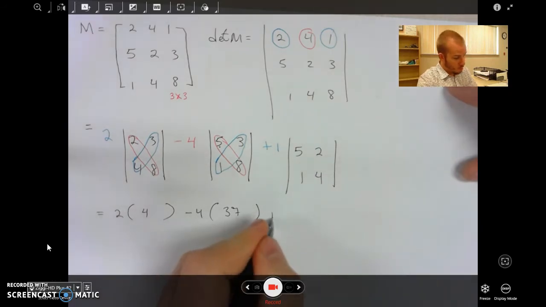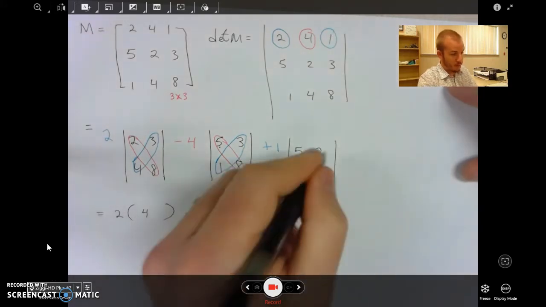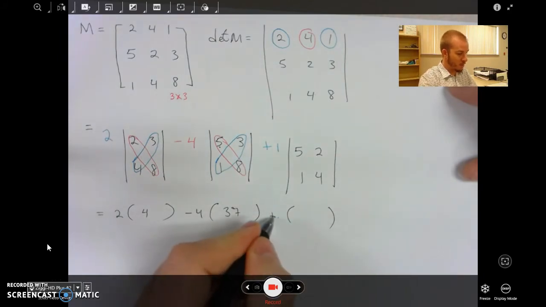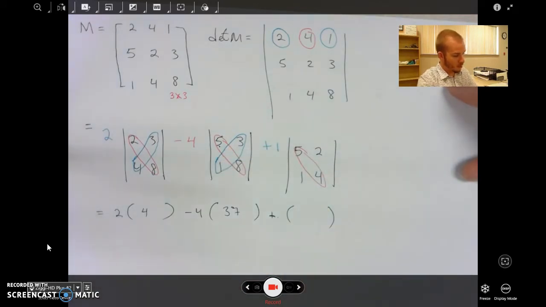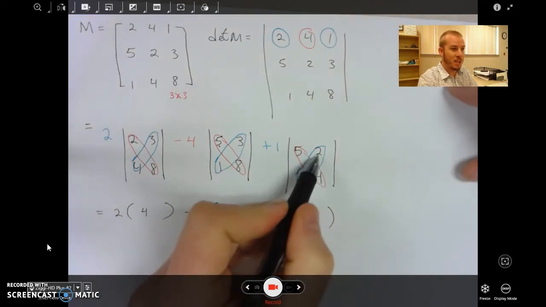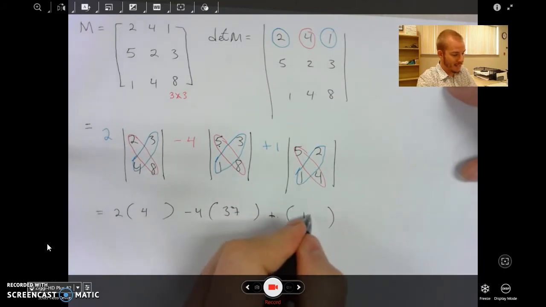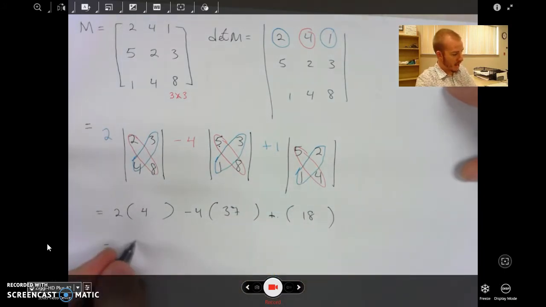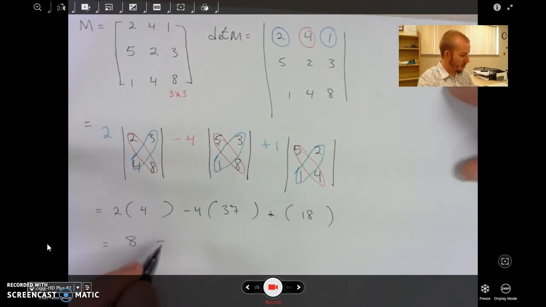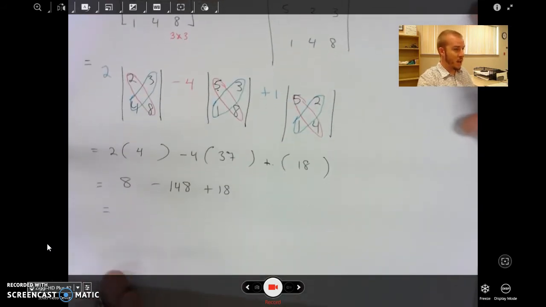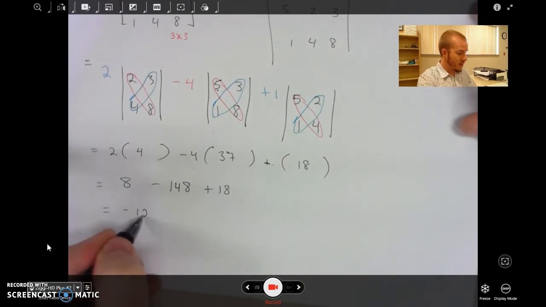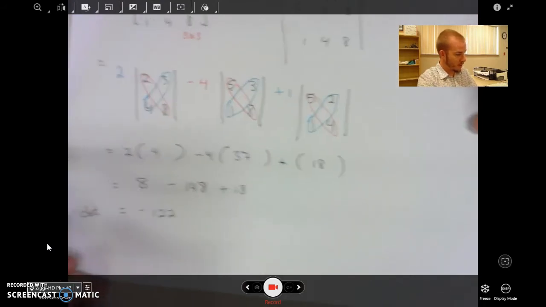And then we're going to add this to 1 times whatever this is. I'm not going to include the 1 because I don't need to. But it's going to become 1 times 5 times 4 minus 1 times 2. 5 times 4 is 20, minus 1 times 2, which is 2. So 20 minus 2 is 18. So let's simplify this. We're going to get 8 minus 4 times 37 is, what is that, negative 148. And then we're going to add that to 18. And so what we're going to get here is negative 122 is the determinant of my matrix M.